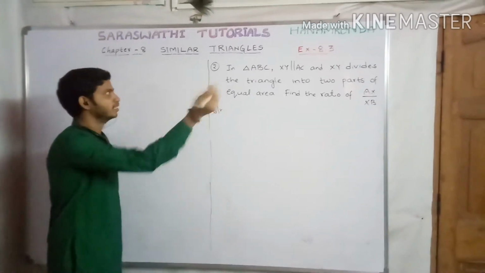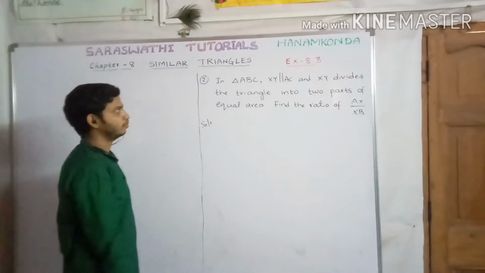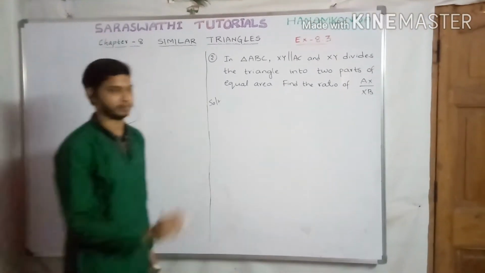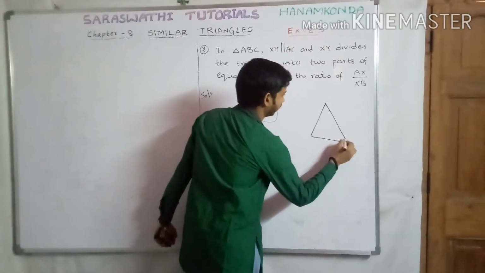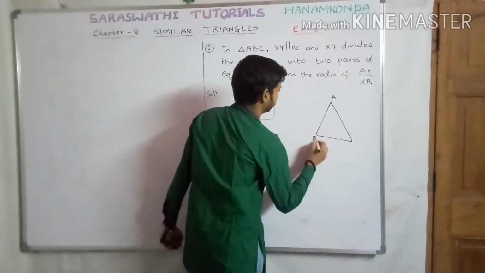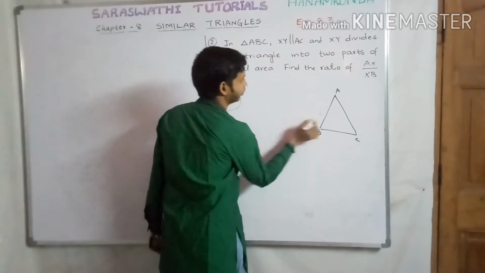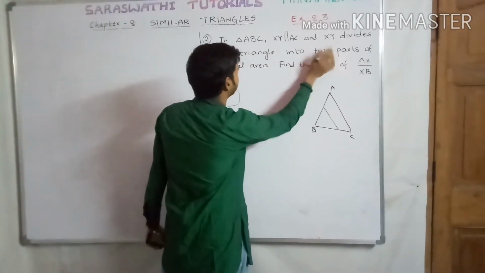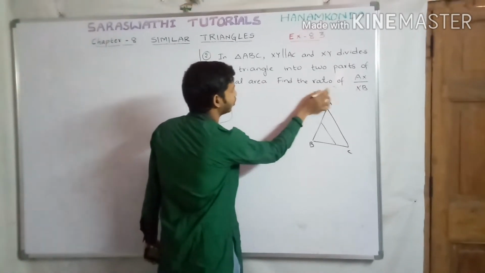Okay, the next question is: in triangle ABC, XY is parallel to AC and XY divides the triangle into 2 parts of equal area. Then find the ratio of AX by XB. Let us draw the triangle first. Draw a triangle ABC. In triangle ABC, XY is parallel to AC, such that XY divides the triangle into 2 parts of equal area. Find the ratio of AX by XB.